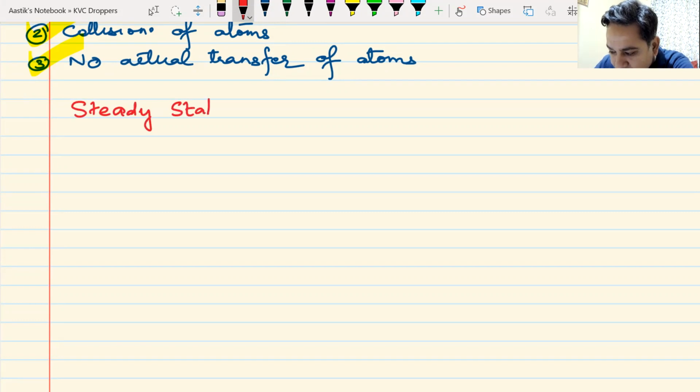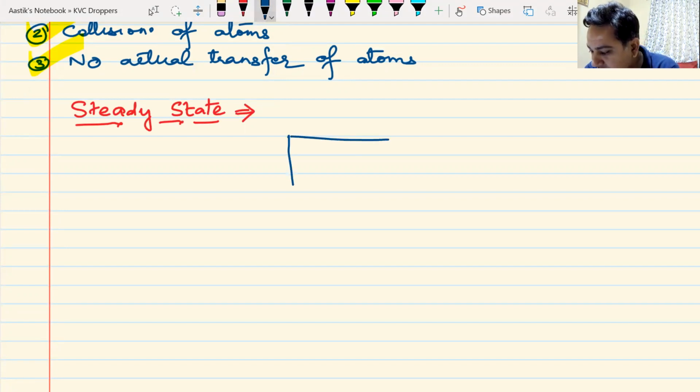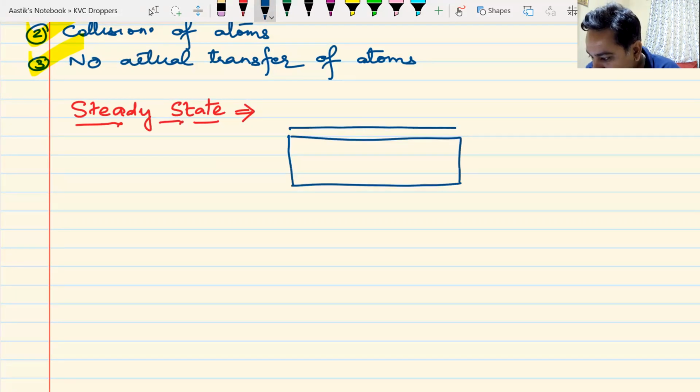Have you heard this term, steady state? Any idea about this term? Either the answer is yes or the answer is no. Okay, then tell me, what do you mean by this steady state? If you've heard that term, that is very good. My job becomes simpler. Now tell me, what is this steady state? What do you mean by this steady state?